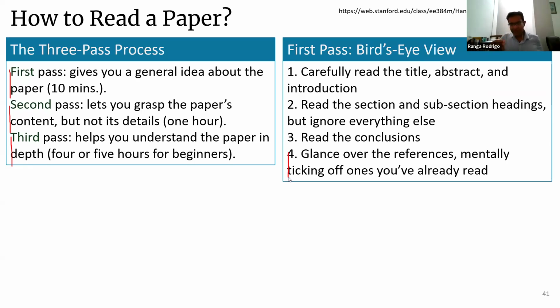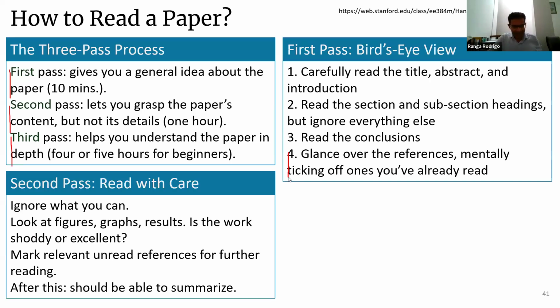So reading the first paper in your area is the hard thing. Reading the second, third and fourth is easy in your subarea. Second pass: read with care, ignore what you can, look at figures, graphs, results. Is the work shoddy or excellent? Mark relevant unread references for further reading. After this, you should be able to summarize the paper.